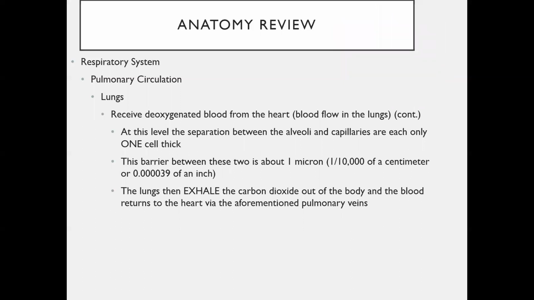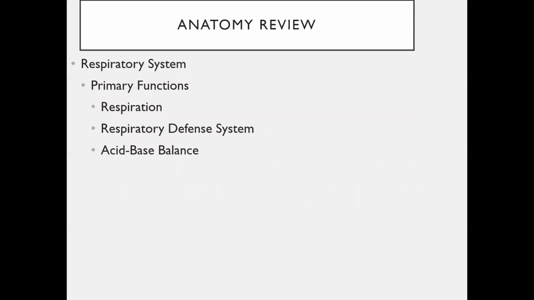At the level of separation between the alveoli and capillaries, there's only one cell thickness, right? The barrier between the alveoli and the blood vessels is about 1 micron, which is this hugely tiny number, 1/10,000th of a centimeter. The lung then exhales carbon dioxide out of the body, and the blood returns to the heart via the aforementioned pulmonary veins, right?